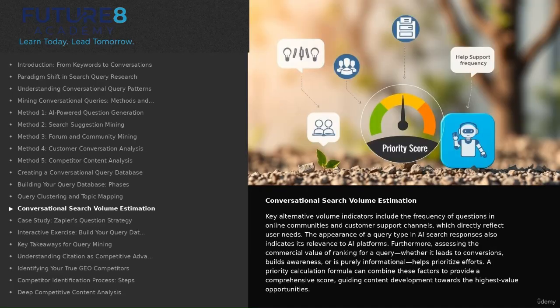Key alternative volume indicators include the frequency of questions in online communities and customer support channels, which directly reflect user needs. The appearance of a query type in AI search responses also indicates its relevance to AI platforms. Furthermore, assessing the commercial value of ranking for a query, whether it leads to conversions, builds awareness, or is purely informational, helps prioritize efforts. A priority calculation formula can combine these factors to provide a comprehensive score, guiding content development towards the highest value opportunities.